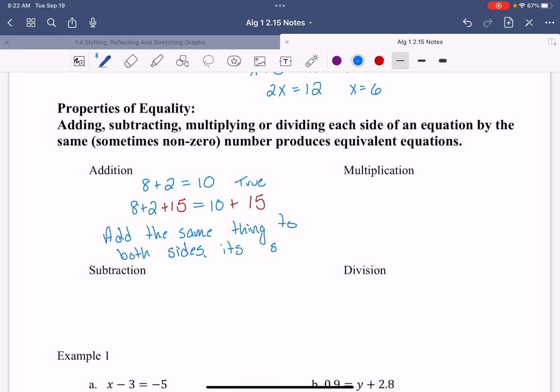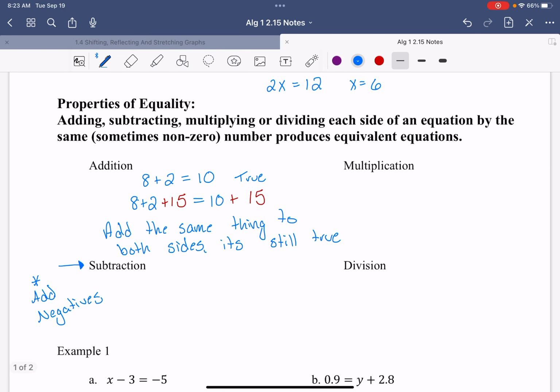It's still true. So I can add the same thing to both sides and it's still true. Same holds for subtraction. I can subtract the same thing from both sides. But really with subtraction, we're going to do a lot more of adding negatives to both sides instead of subtracting. So a little star here, we're going to do more of adding negatives to both sides instead of subtracting. But yes, we can still subtract the same thing from both sides and it's still true. Same with multiplication. You can multiply both sides by the same thing.